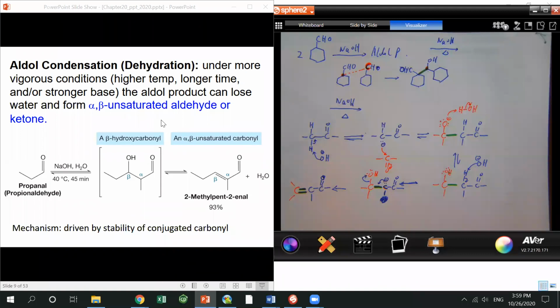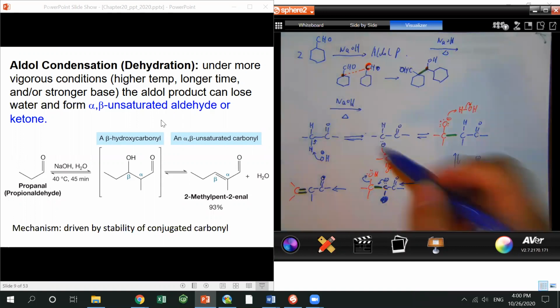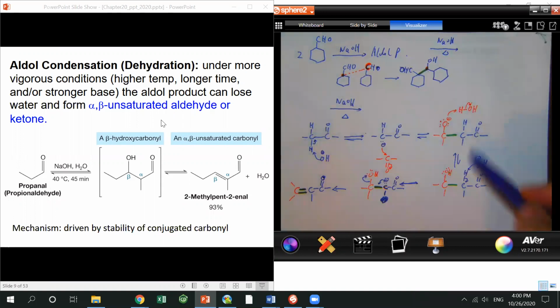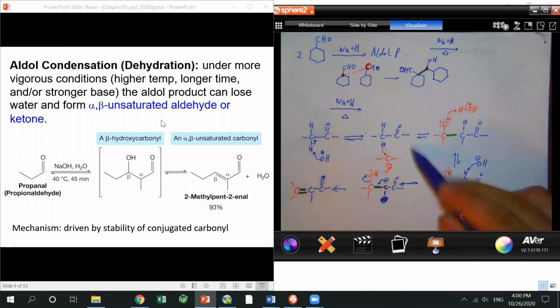That's the one thing I forgot to mention in class. For the aldol condensation, you only need to know the mechanism until you reach the aldol stage. You don't need to know how to do the condensation. Generally just the aldol, and the aldol condensation you don't need to know.